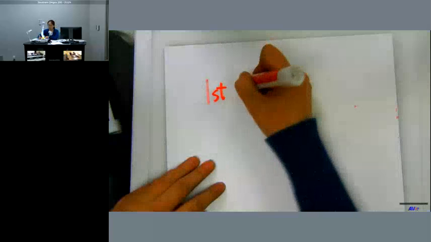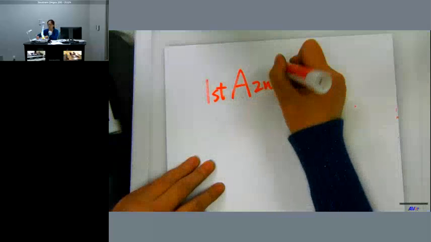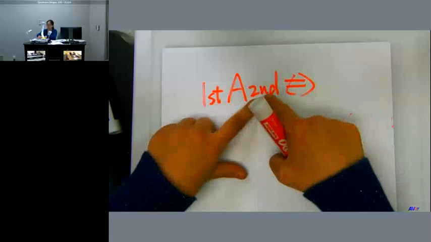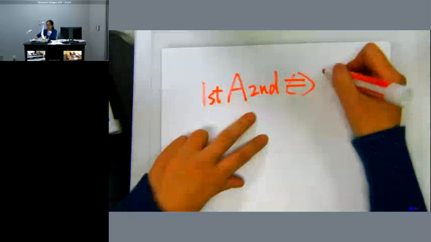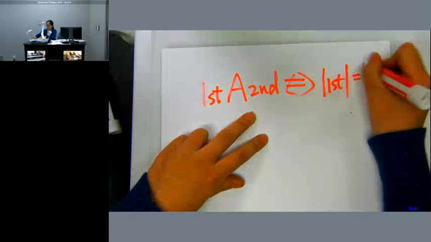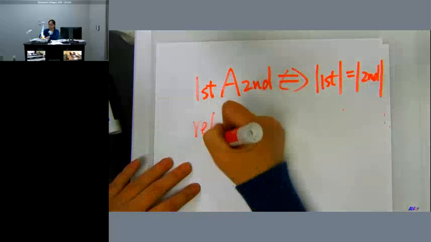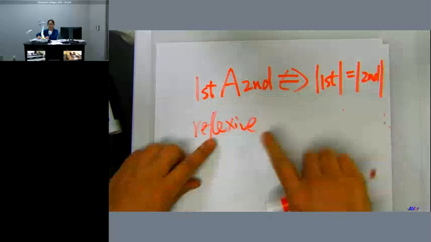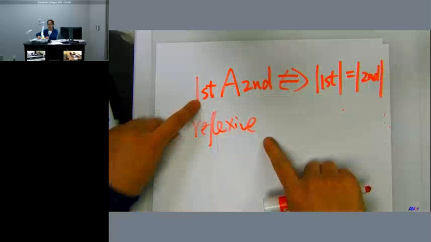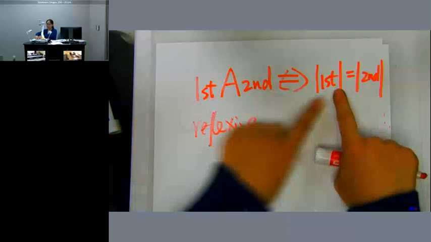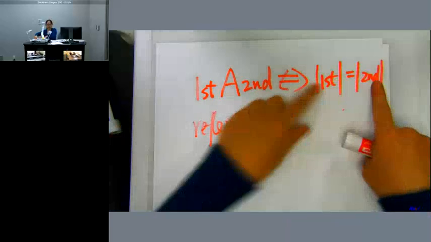Okay, so let me write this down here. Instead of using x and y, I'm going to use the first number and the second number. This is how the relation is defined. The first number is related to the second number by relation A if the first number's absolute value is equal to the second number's absolute value. Well, for the reflexive property, what do you check? What do you plug in? The first number will be x. The second number will also be x, right? So you just need to check, is the absolute value of x equal to the absolute value of x?